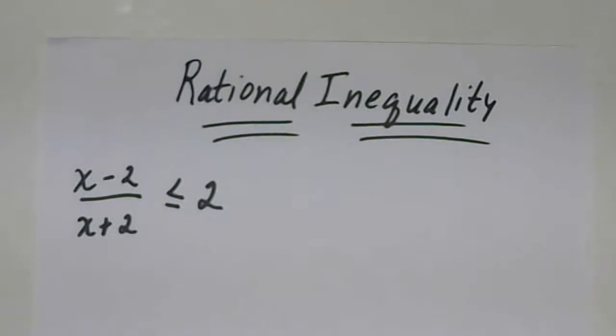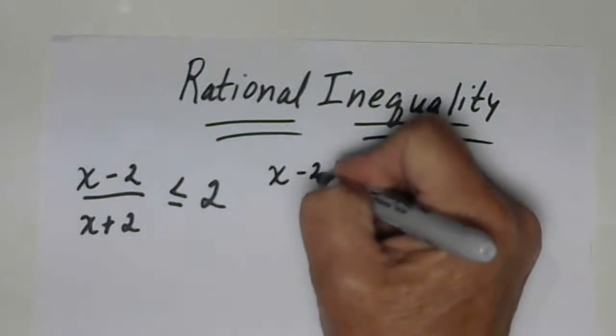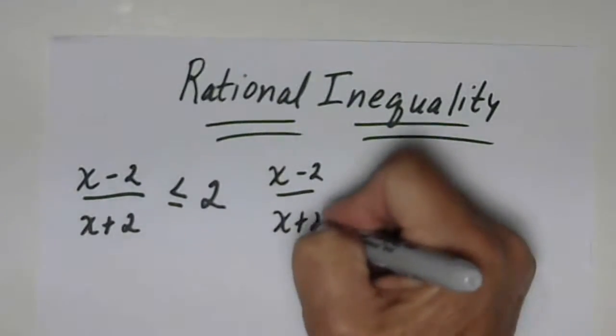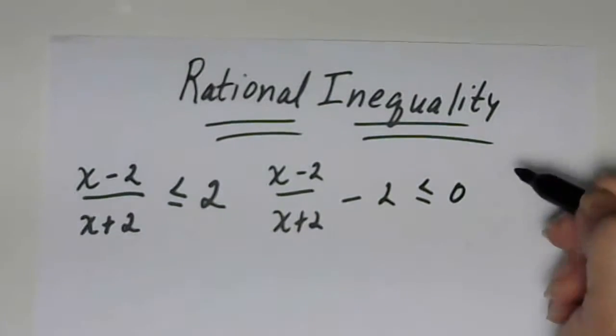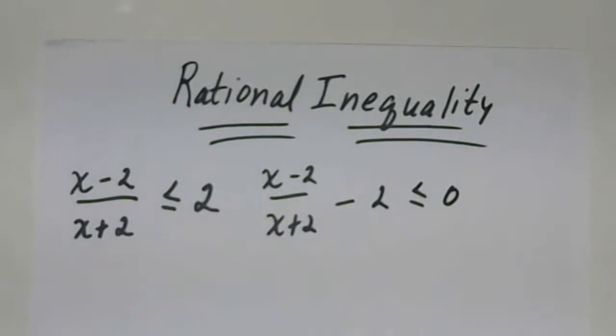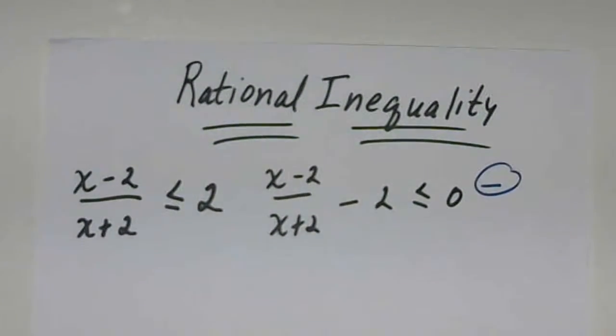In this case, we don't have a zero, we have a 2. So the first order of business is going to be to subtract the 2 from both sides. So we have x minus 2 over x plus 2 minus 2, and now we're looking at our less than or equal to 0, which tells us that we are looking for negative values. So negative values are going to satisfy our solution.